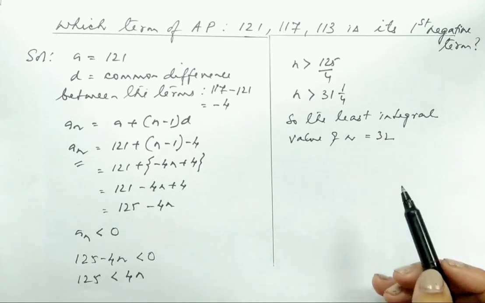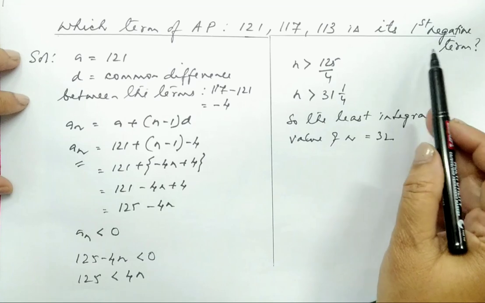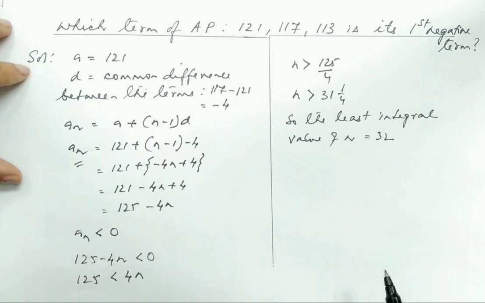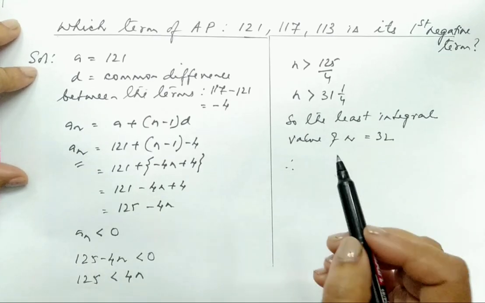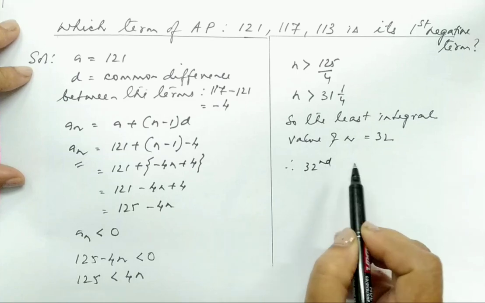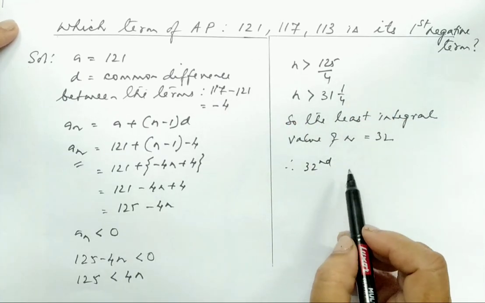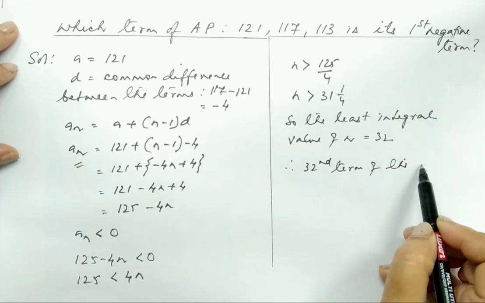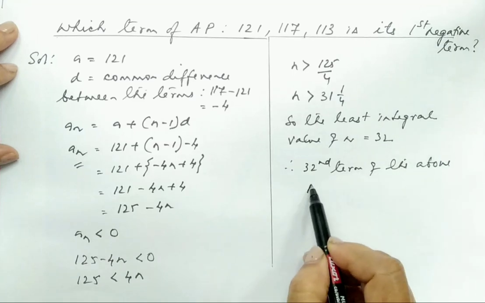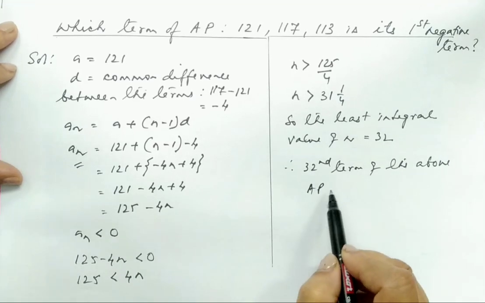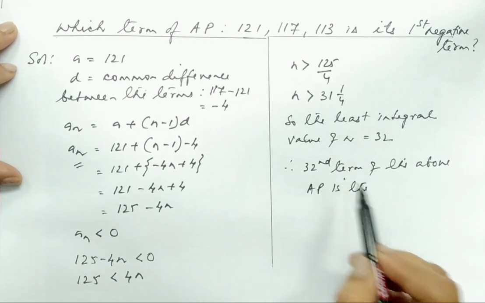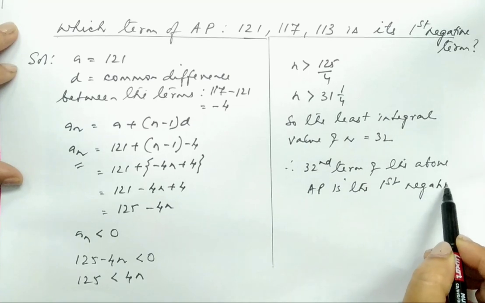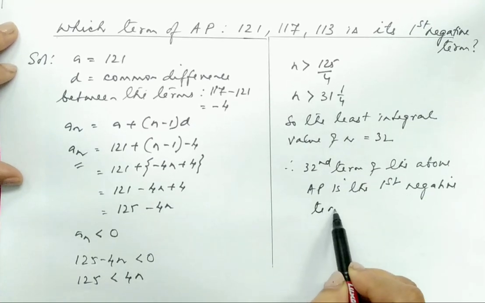Now having done this, we have found our n, which will be the first negative term. Alright guys, so our answer therefore is that the 32nd term of the above AP is the first negative term.